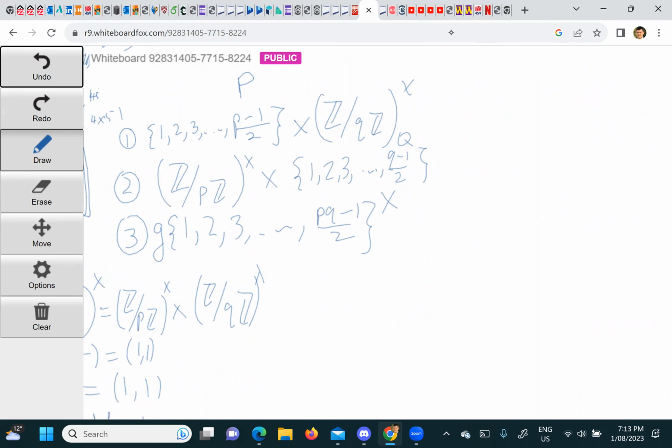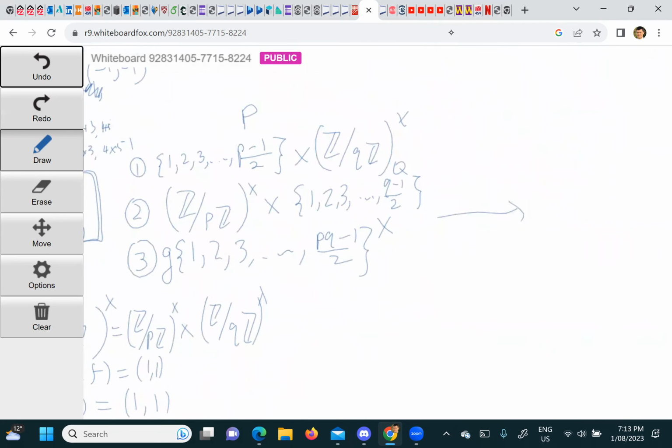Now what we want to do is multiply everything together, and we're going to get 3 different products: everything from 1, everything from 2, and everything from 3. Does that make sense?